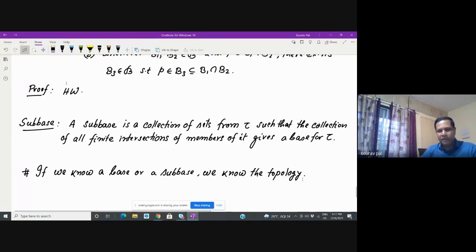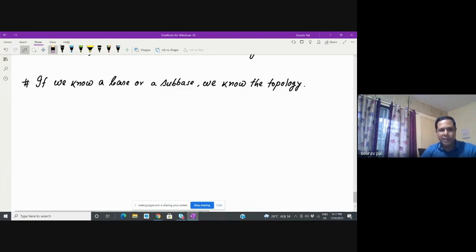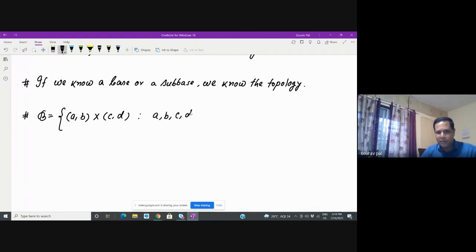So if I give you a collection, for example, I am giving you this beta to be this collection: (a,b) cross (c,d). This is the Cartesian product of two open intervals. Here a, b, c, d are all real numbers, a less than b and c less than d.